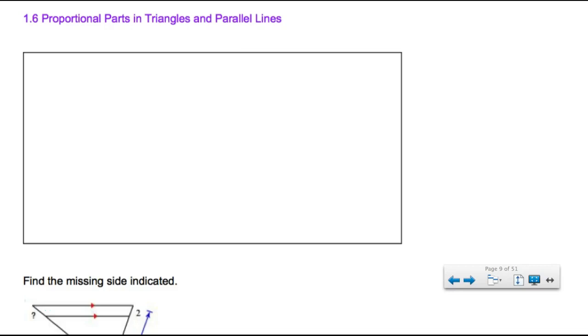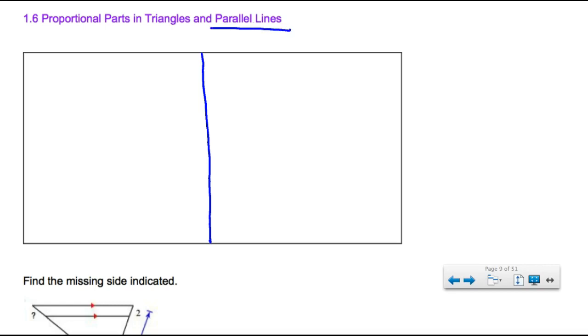Welcome to video 1.6. In this video, we're going to cover two parts. We're going to do proportional parts in triangles and proportional parts when parallel lines are cut by transversals. So we're going to have two situations. We're going to deal with this one first, I think.